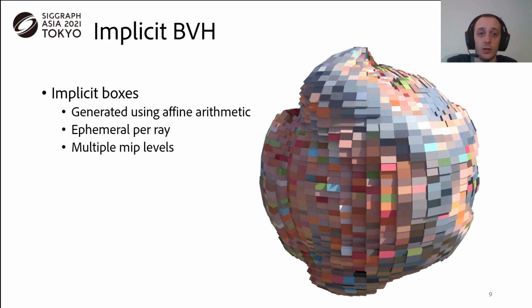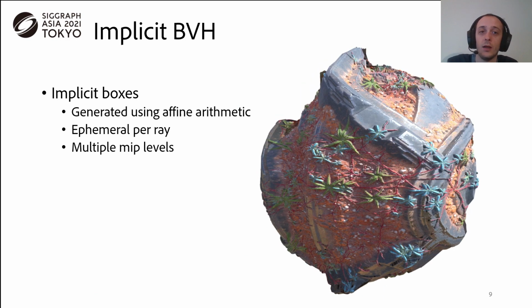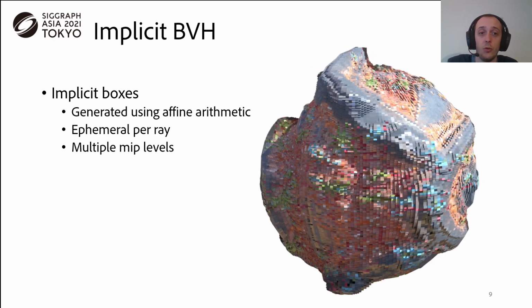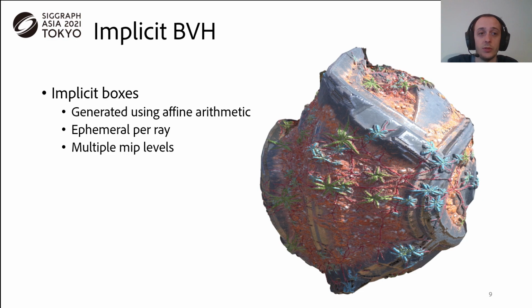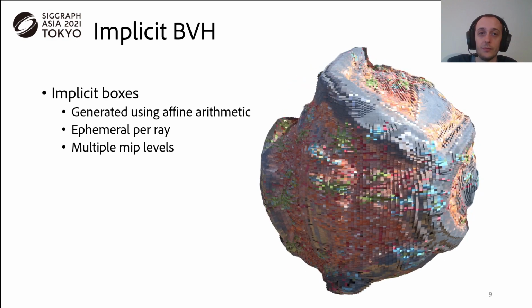Let's take a look at how this implicit acceleration structure looks in practice in 3D. The blocks considered during traversal are ephemeral and generated on a per-ray basis. They represent the bounds associated to a single texel cell of multiple MIP levels.